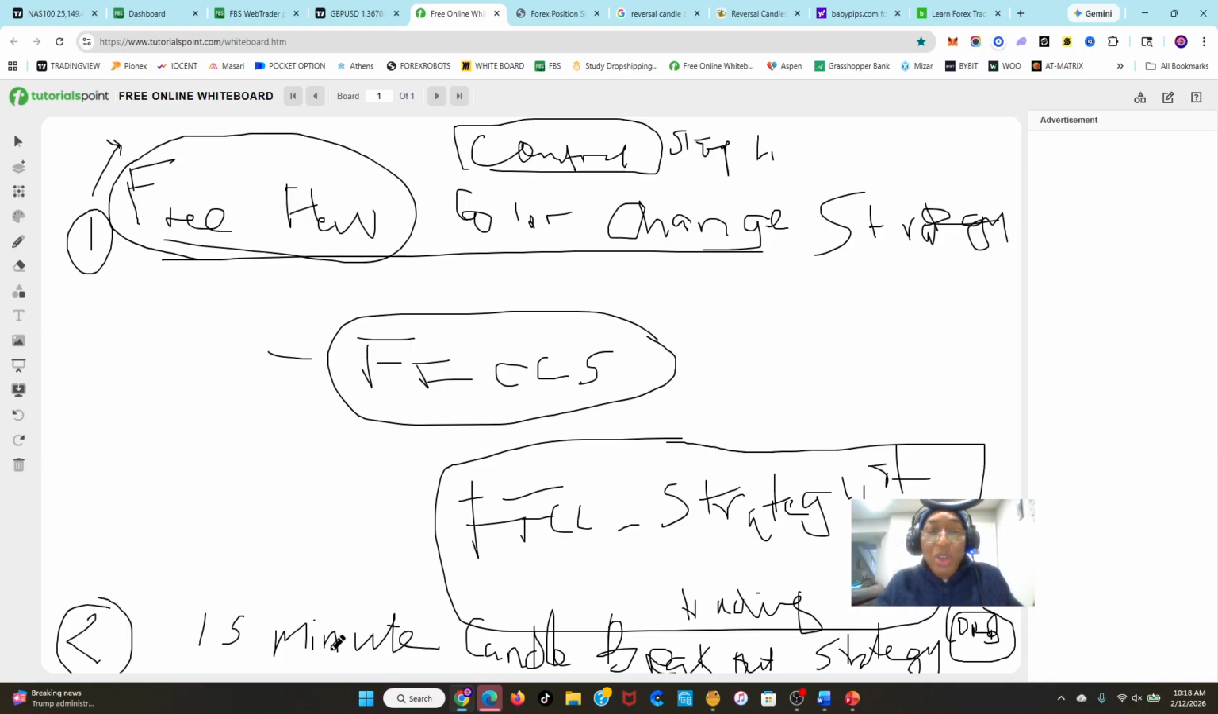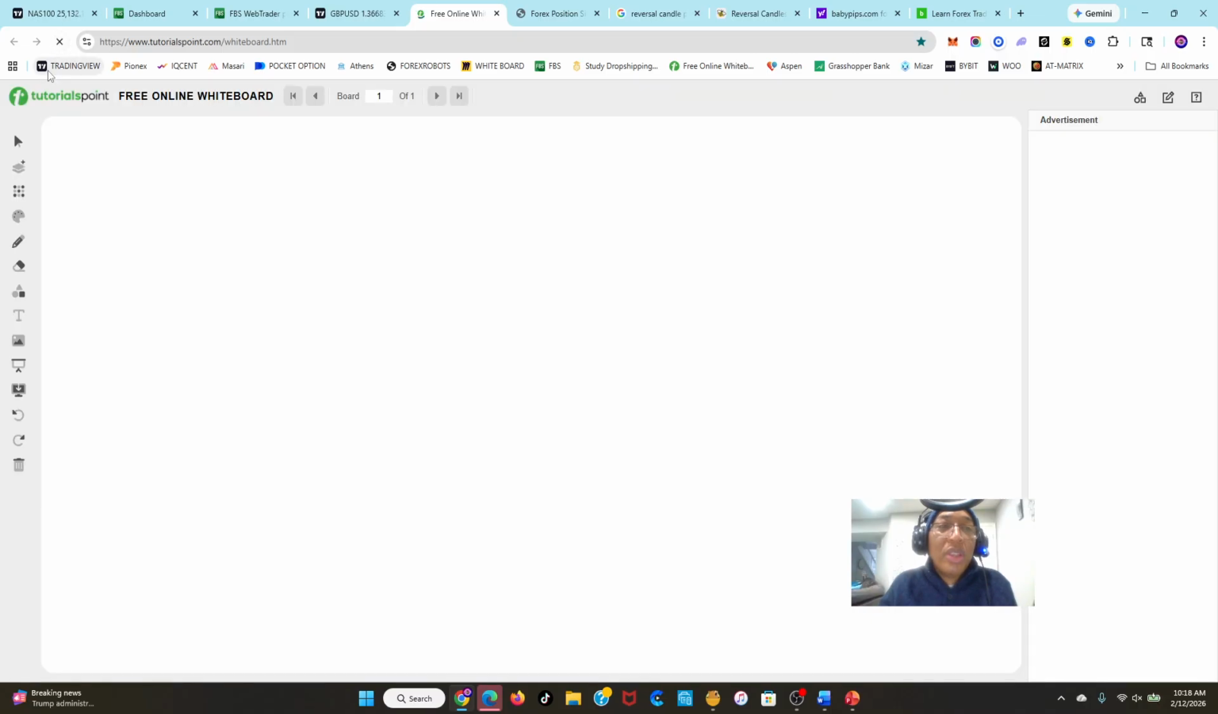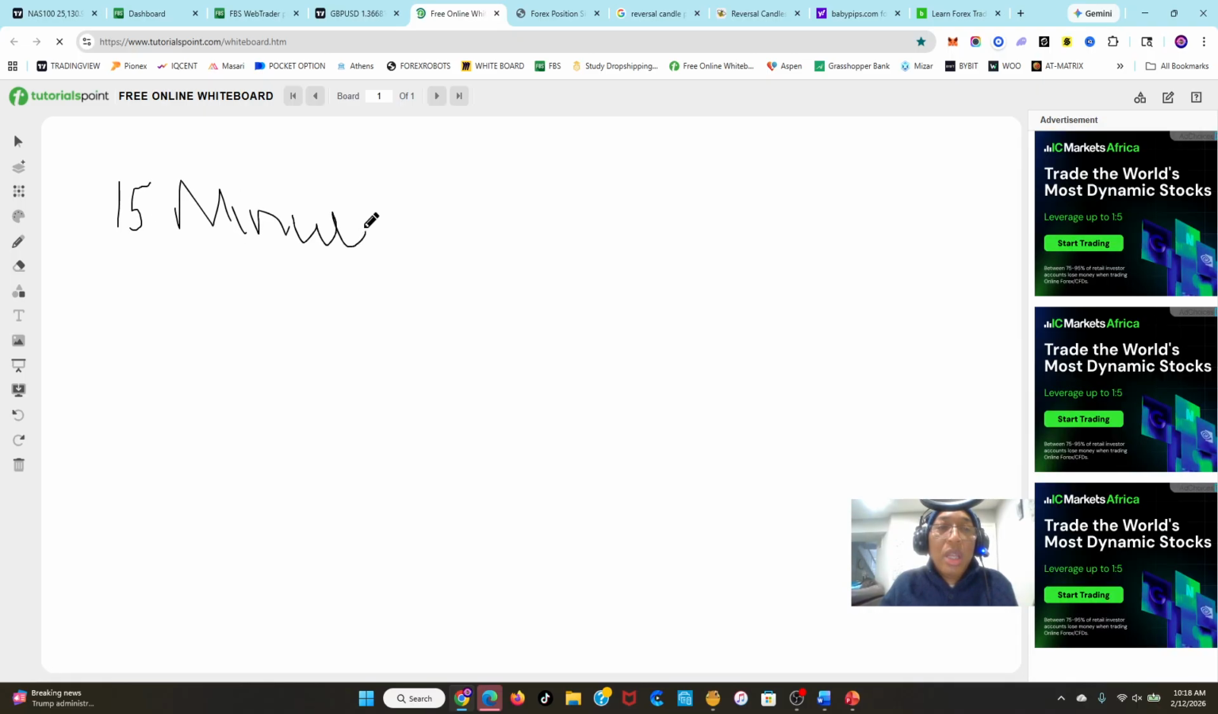But we call it the 15-minute because we first wait. The first 15 minutes, we are not taking any trades in the market. We just wait, okay? So we just wait, literally. So the 15-minute candle breakout strategy.